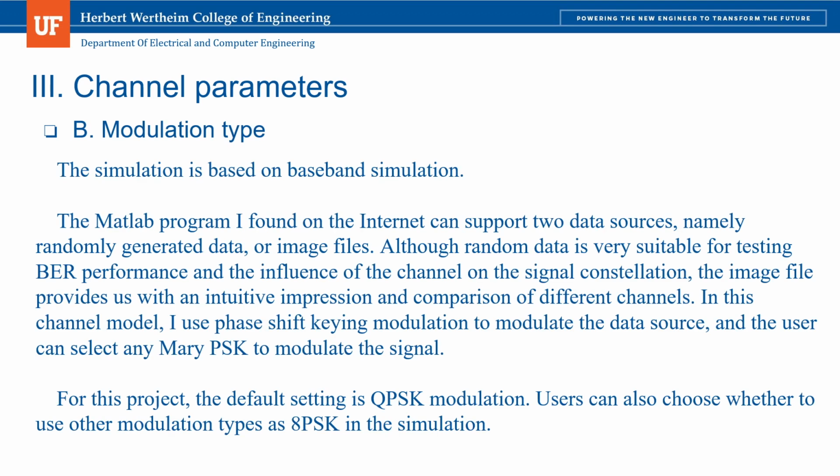And the second parameter is the modulation type. This simulation is based on the baseband simulation, and the Matlab program I found on the internet can support two data sources, namely randomly generated data or just image files. Although random data is very suitable for testing BER performance and the influence of the channel on the signal constellation, the image file provides us an intuitive impression and comparison of different channels.